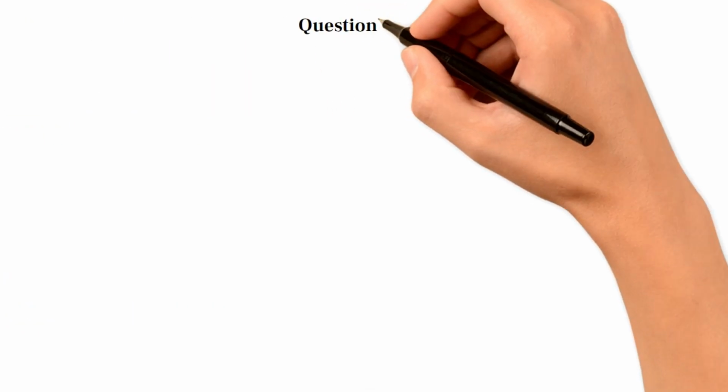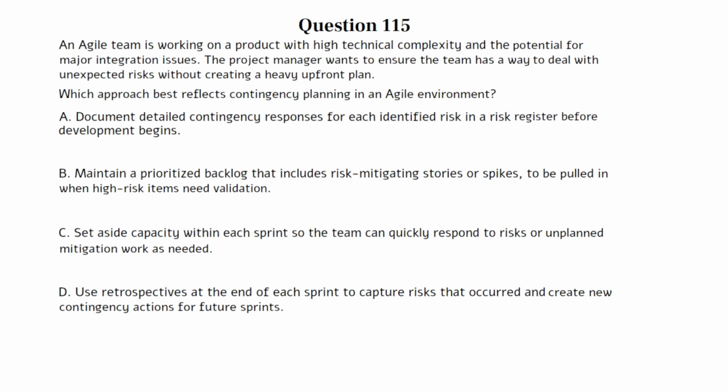Question 115. An Agile team is working on a product with high technical complexity and the potential for major integration issues. The project manager wants to ensure the team has a way to deal with unexpected risks without creating a heavy upfront plan. Which approach best reflects contingency planning in an Agile environment?